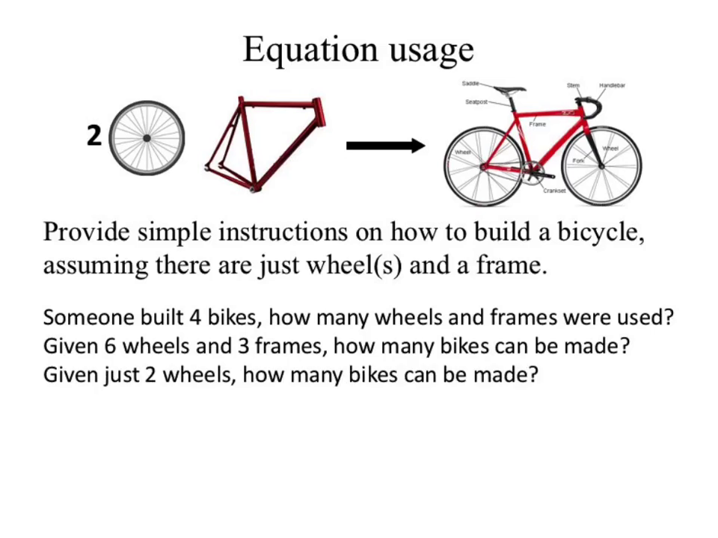What if I give you just 2 wheels? How many bikes can be made? You'd say none because there's no frames. Good. That's a phenomenal reading of this. Unfortunately, chemistry doesn't read that way.